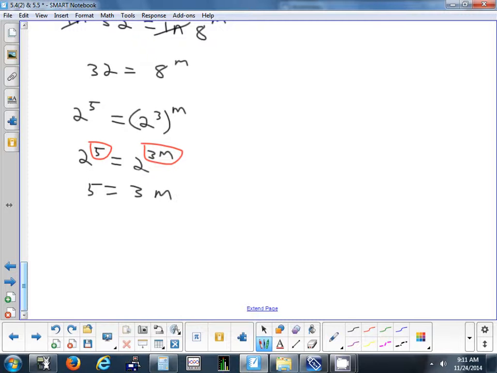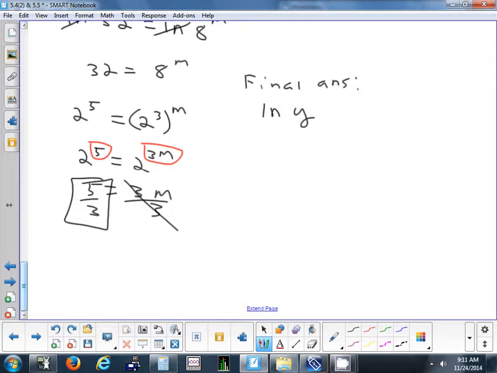How would we get m by itself there? Yeah, divide by 3. Okay, so m equals 5/3. Okay, now we can write our final answer. We've done all the hard work. We've got m, we've got b. Final answer. And there's a little bit of simplifying we have to do, but that part will be pretty straightforward.